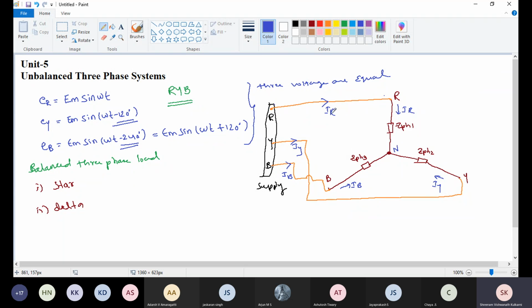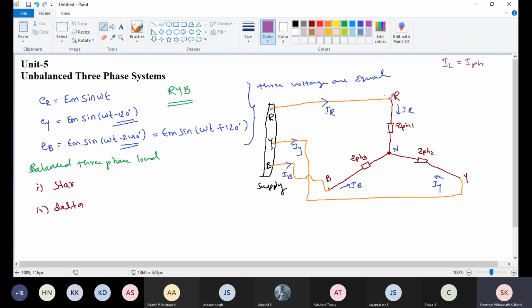Now we can conclude from seeing IR in the line as well as IR in the phase, that for star connected load, the line current and phase current are equal. IL equals I phase. This is for a balanced three-phase load as well as balanced three-phase supply, star connected, where I can conclude IL equals I phase.